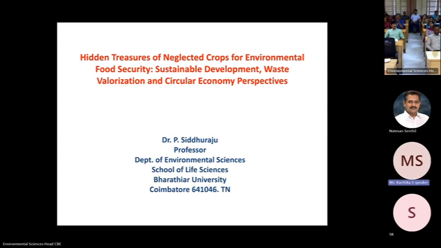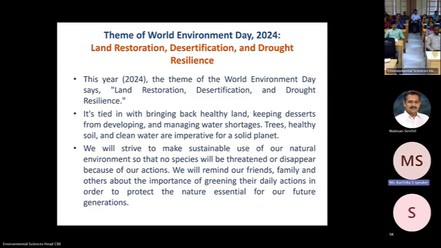Now, the theme of World Environment Day this year: land restoration, desertification, and drought resilience. The theme says bringing back healthy land. Bringing back healthy land is a single phrase. Is it possible, do you think? To 1970, 1960, before independence? Is it possible? Do you think so? But the wording is very simple.